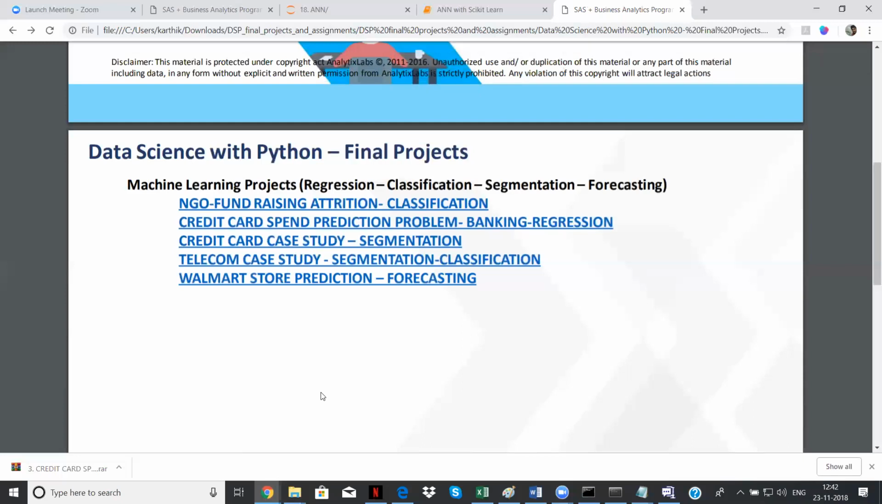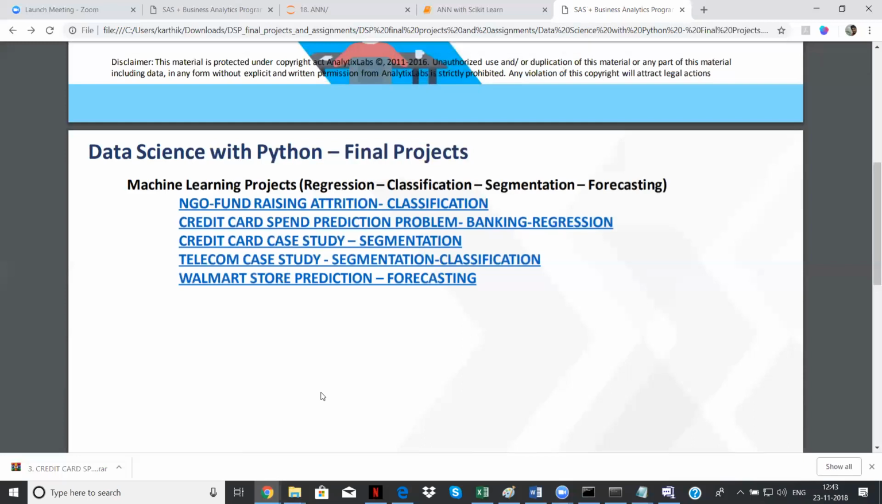Next is the telecom case study. You have to do 2 problems over here. One, in the telecom case study, you have a segmentation problem: you have to divide and classify your data. And there is also a classification problem involved in it. Once you open the data, you will understand what I'm talking about. Clear? So these 2 things you have to do.